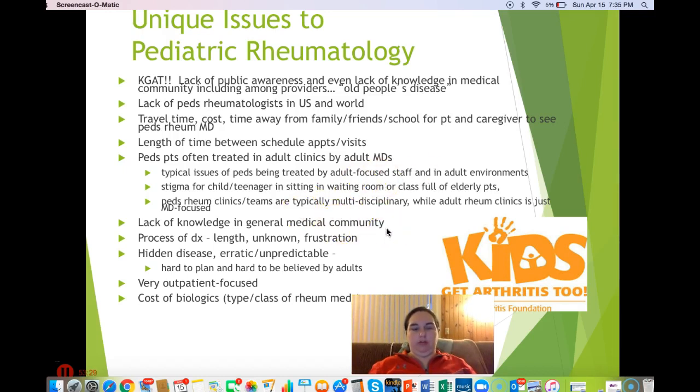Again, the lack of knowledge in the general medical community that don't realize that kids can get arthritis too, or even infants and toddlers. And we've talked about the process of the diagnosis, the length, the unknown, the frustration. It's a hidden disease, like we've talked about, one of those invisible diseases, and it's really erratic and unpredictable. Like I've said, and you heard one of the kids on the teen video say, that one day I'm fine and the next day I'm flaring and I can't move. And that makes it really hard to plan.